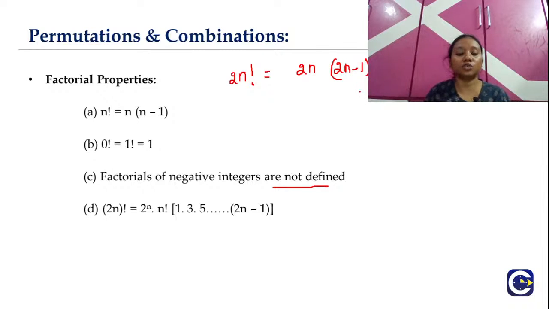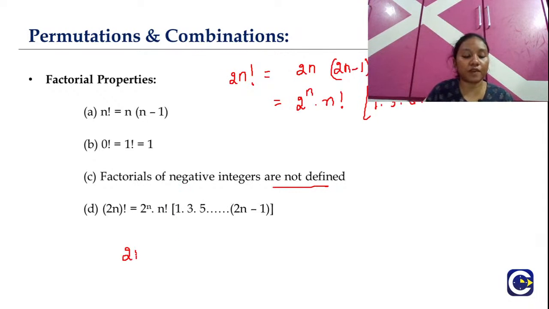If we do the product, we can take 2 power n common. It can be written as 2 power n into n factorial into the odd numbers, that is 1 into 3 into 5 and so on, up to 2n minus 1. So it's a product of the odd numbers. So 2n factorial can be simply expressed as 2 power n into n factorial into that.